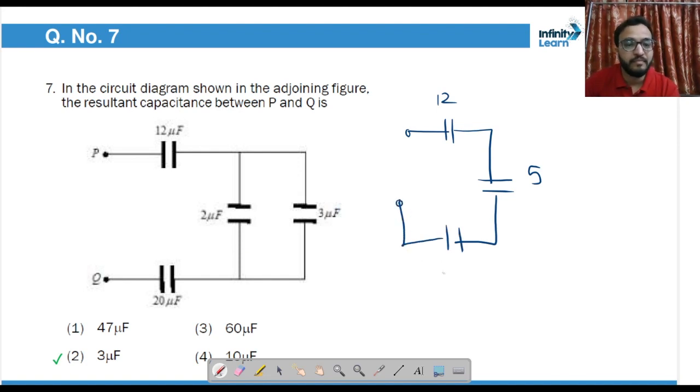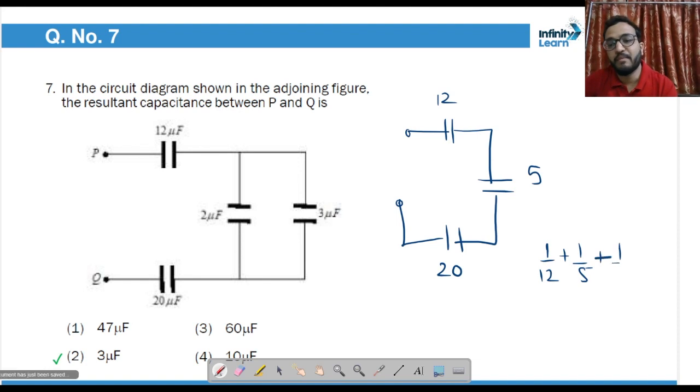and it will become 20. 12, 5 and 20. So what you will do, you will say, sir, 1 by 12 plus 1 by 5 plus 1 by 20. This will be your 1 by C equivalent. Use the formula, get your right answer. Okay, clear? So the answer will be 3 microfarad on solving it.